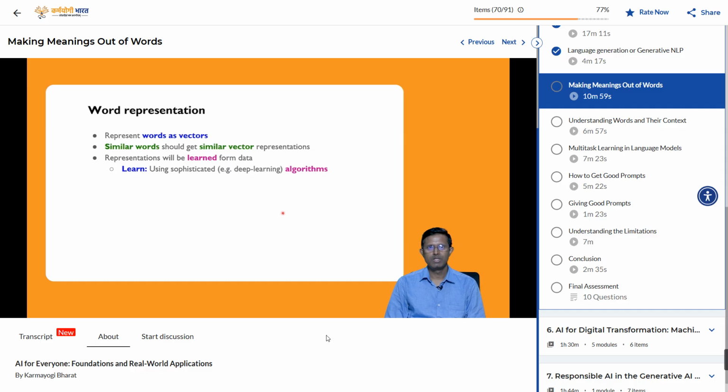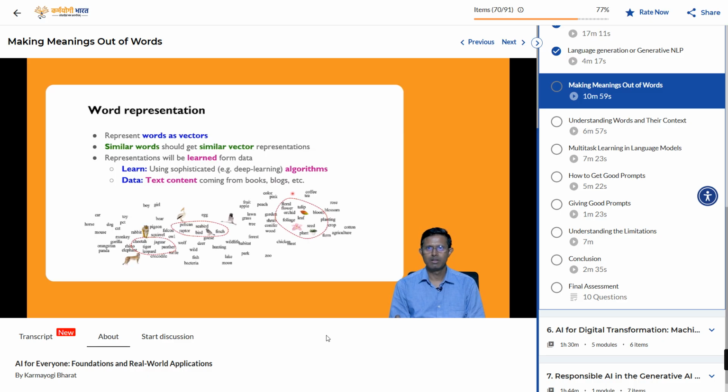And how do we learn? Using a sophisticated algorithm. There could be many different algorithms, but this algorithm should be capable of respecting this second point: similar words should get similar vector representations. And algorithms learn from data, right? So, this data can be text content which comes from, say, books, blogs, emails, and various other sources. Based on those, we applied some algorithm, and this algorithm gave us the representations or the vectors for different words.